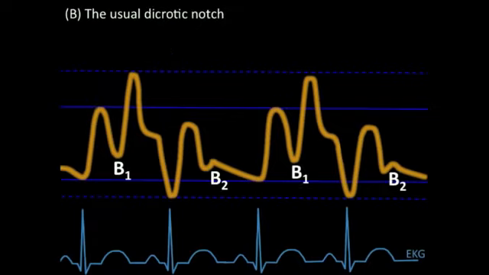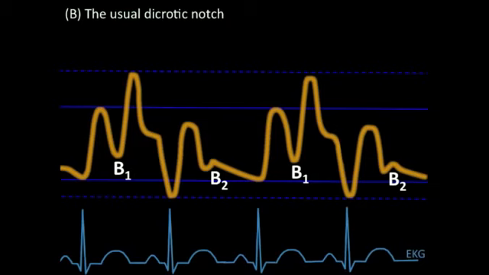And if you look closely, you'll notice a slight difference between the first and third compared to the second and fourth beats. And what difference do you see? Exactly, the dicrotic notch of the assisted beat is slightly higher than the dicrotic notch of the unassisted beats.